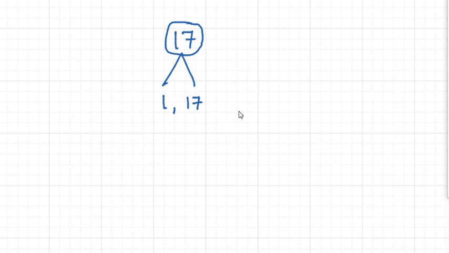So here comes the point: 17 is called by a special name. They are known as what? Prime numbers. So what are prime numbers? Please write down the definition for prime numbers.